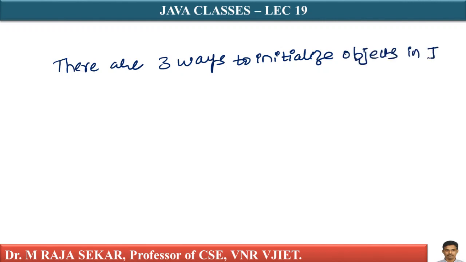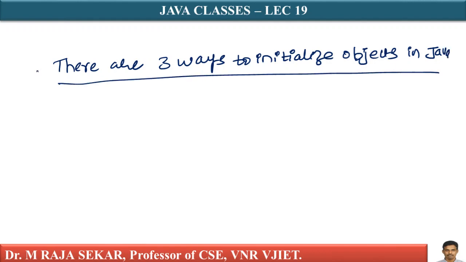This is a very, very important point. This is, I can say, a golden point. What it says, there are three ways to initialize objects in Java. In my previous program, I created an object with the name S1, whichever name, but I have not initialized it. As I have not initialized it, it is printing just 0 and null. Just observe my previous lecture.